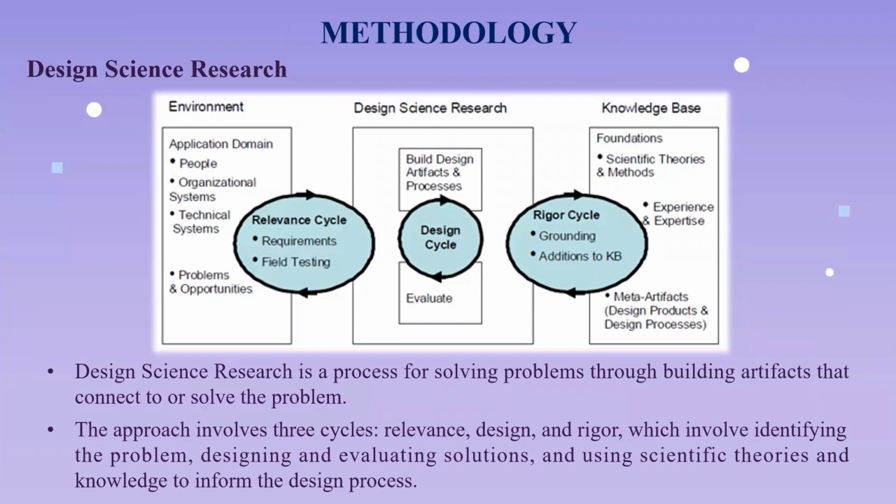When it comes to methodology, we are going to discuss design science research. In this design science research, there are three cycles: the relevance cycle, the design cycle, and the rigor cycle. These cycles basically involve identifying the problem, designing and evaluating solutions, and using scientific theories and knowledge to inform the design process.